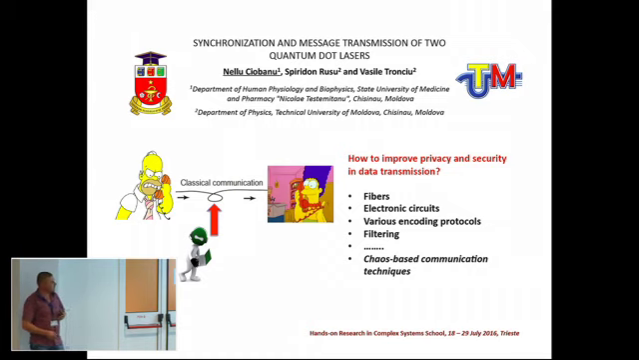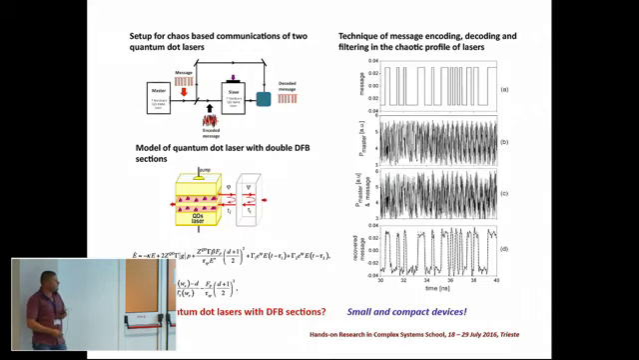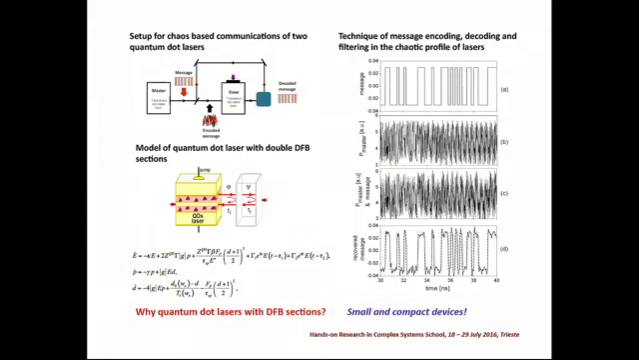Many models were developed. For example, it was proposed to use fibers between the sender and the receiver, or to use electronic circuits, various encoding protocols, filtering, as well as chaos-based communication techniques. Our model consists of two DFB lasers, based on quantum dot lasers: master laser and slave laser. The message is encoded in the chaotic behavior of the master laser and is transmitted to the slave laser, or Alice. So this is the scheme for quantum dot lasers.